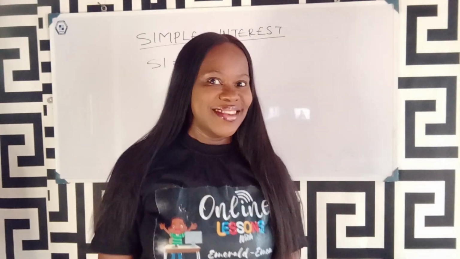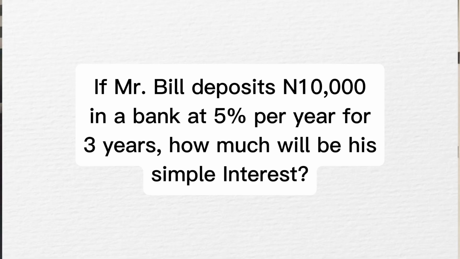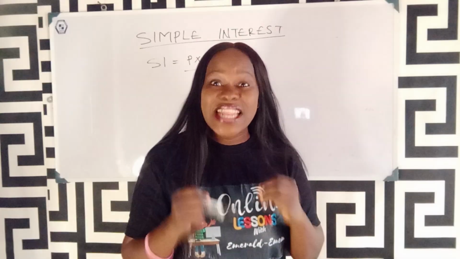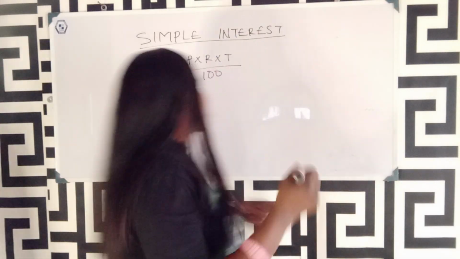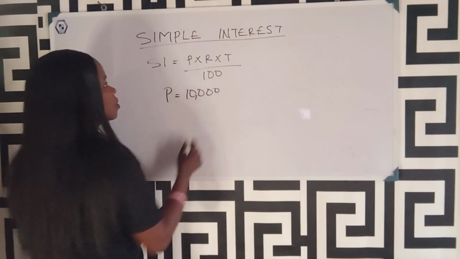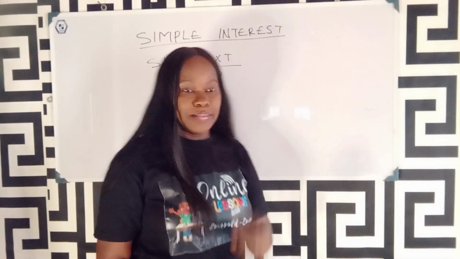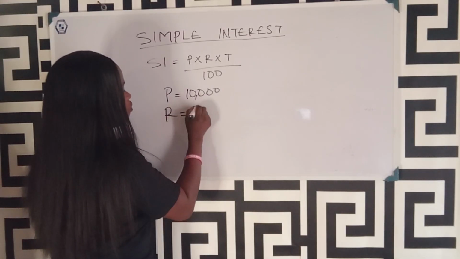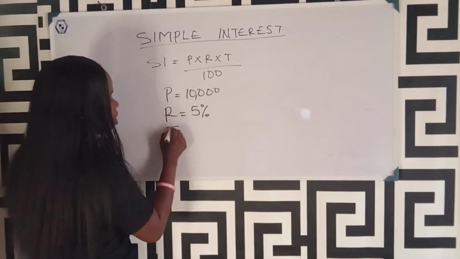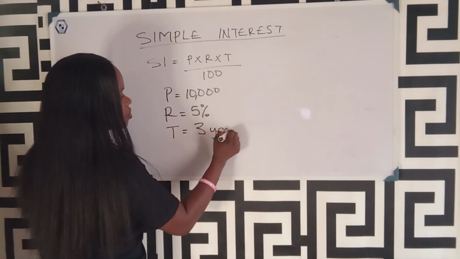So example 1. If Mr. Bill deposits 10,000 naira in a bank at 5% per year for 3 years, how much will be his simple interest? So looking at that question, what is the principal? The original amount he's depositing is 10,000 naira. And then the rate is 5% per year. So rate equals 5%. And the time is 3 years. So we have our time as 3 years.